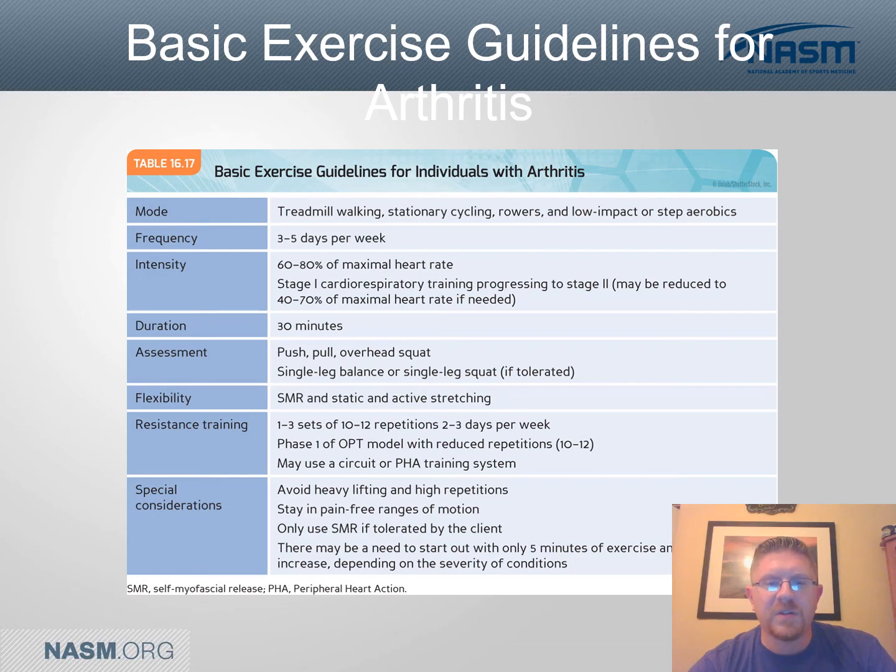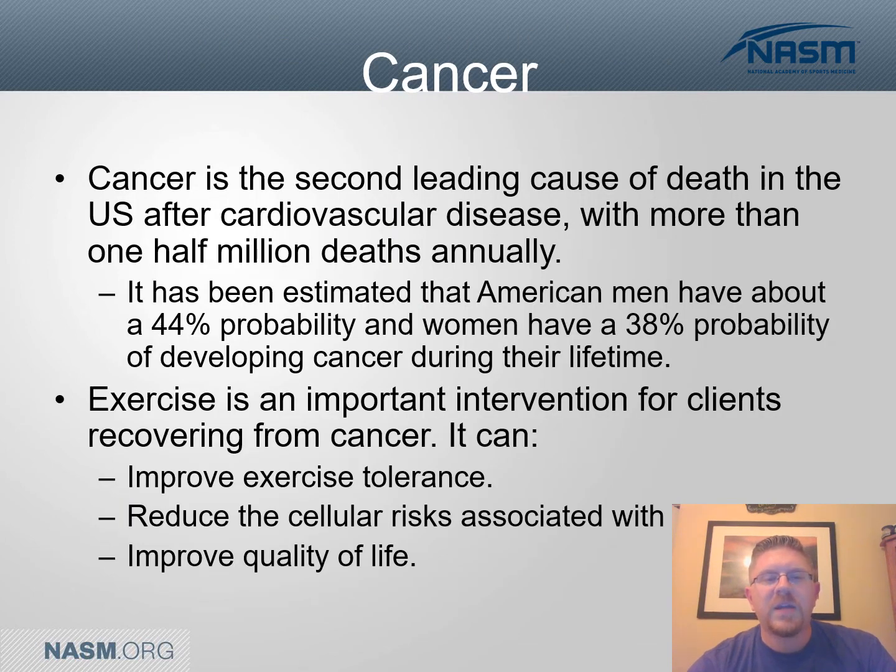There you see it. There are some examples of what to do. Cancer. You don't usually hear a lot about training with cancer, but it's the second leading cause of death in the United States after cardiovascular disease, with more than 500,000 deaths annually. Most people have been affected by cancer in some way, shape, or form, whether it's themselves or their family. So it's a big problem.